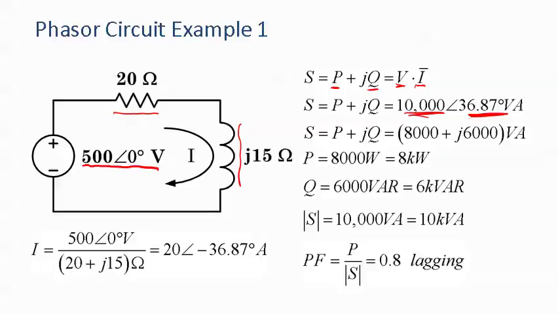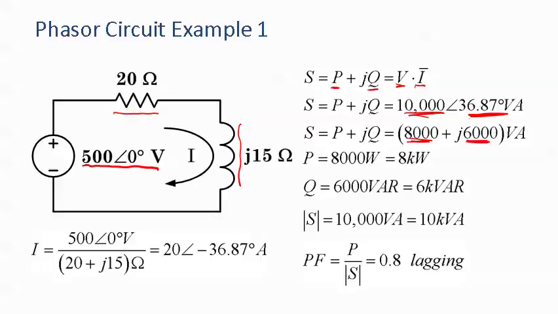On the other hand, we have in rectangular form 8,000 plus j6,000, also volt amperes. The 8,000, however, can be set aside and said these are in watts. 8,000 watts, so that's the real power, or you could say 8 kilowatts. And the imaginary power is Q, which is 6,000, but they're not watts, they're VARs. So the real power is 8 kilowatts, the imaginary power is 6 kilovars.